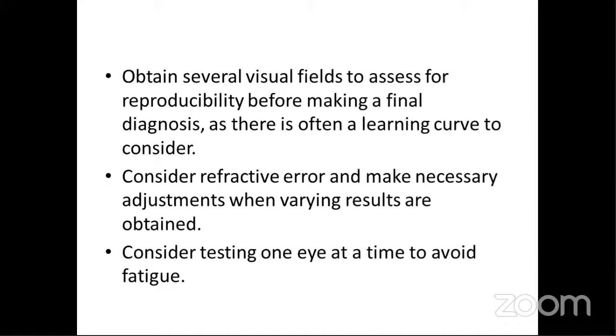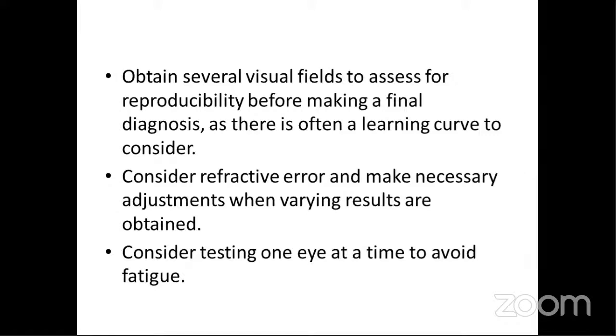So you don't make a diagnosis of glaucoma with only one visual field test. You have to repeat it because we have a problem of learning curve in most of our patients. So preferably you do it within 1 month before the patient forgets all the techniques he used in the first one. And you also consider refractive error when making necessary adjustments if you're getting varying results. And then consider testing one eye at a time, because sometimes it's difficult for patients to do the test on both eyes at a stretch. So you can do one eye and then schedule the next eye the next day.